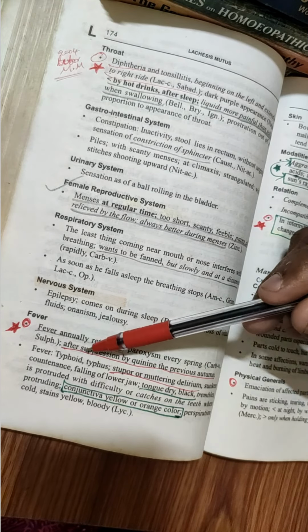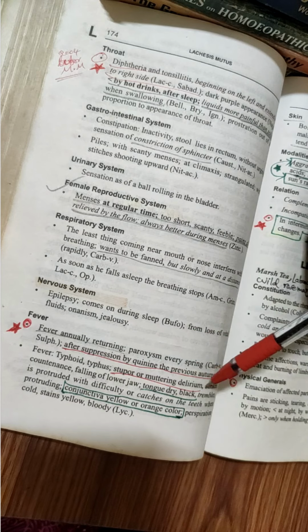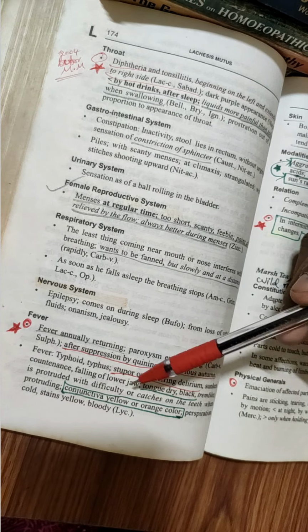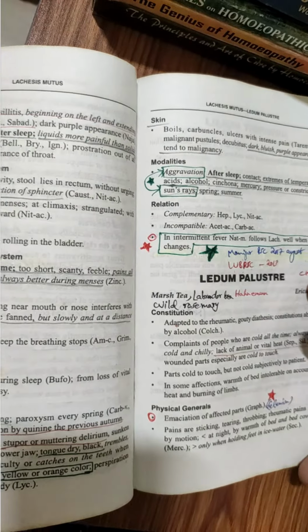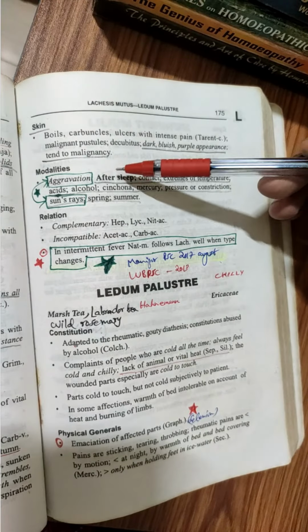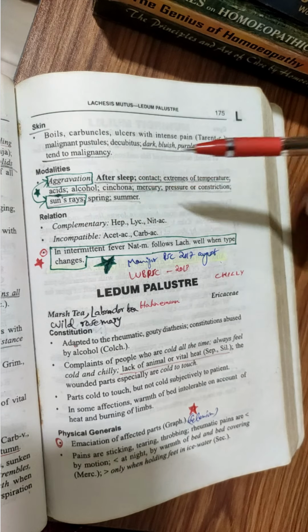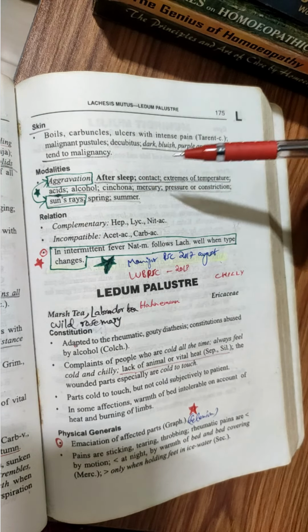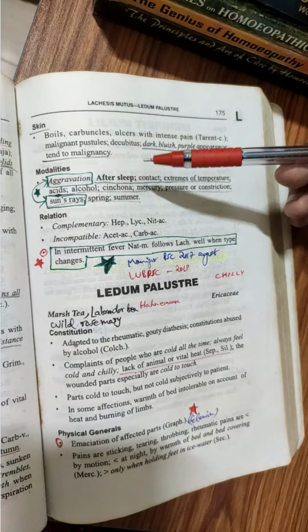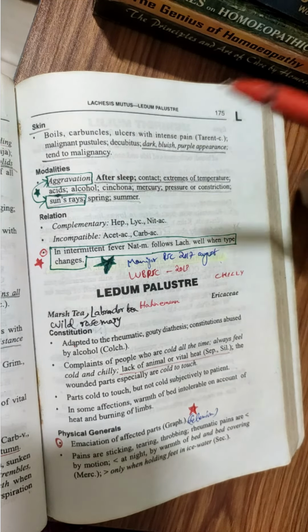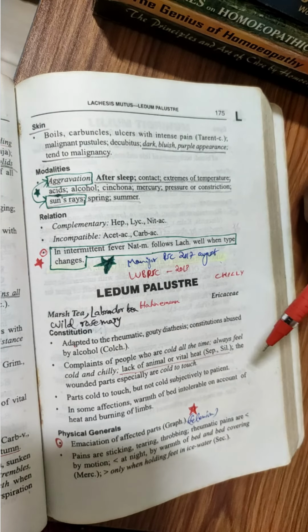Carbo veg and Sulphur after suppression by quinine the previous autumn. And conjunctiva yellow or orange color in fever. Then aggravation of Lachesis, if you see after sleep, then sun's ray aggravation. They can directly ask aggravation after sleep. Lachesis everyone will write. So they will be asking aggravation, sun's rays, Lachesis.